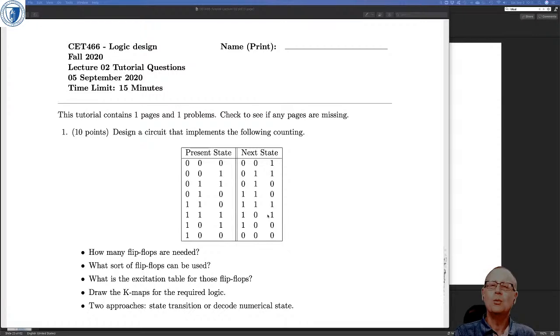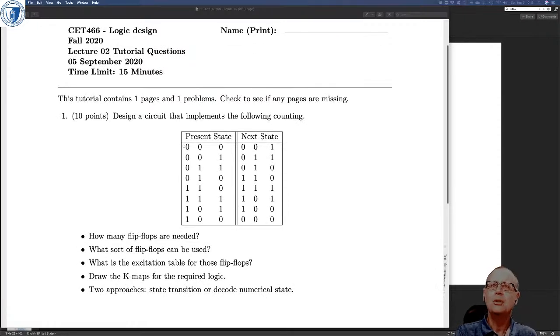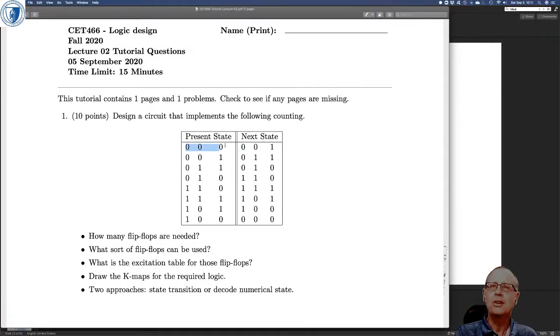Anyway, so what's happening here is we've got a present state and a next state, right? So our present state goes 0, 0, 0, goes to 0, 0, 1, same as before in the counter that we had.